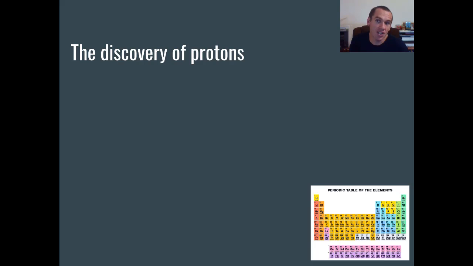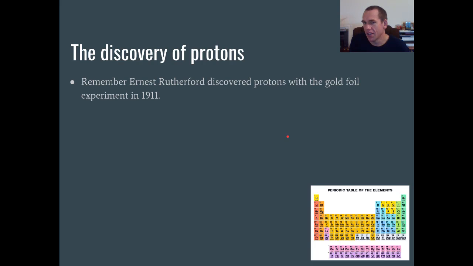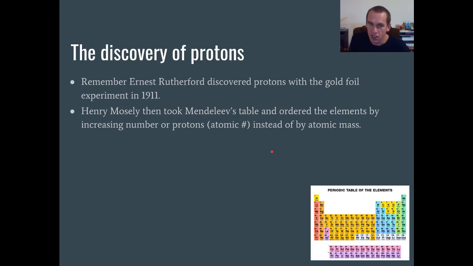Now, it did have to get changed up a little bit when we discovered protons, but what it did was it explained the flips in the table. It didn't actually change Mendeleev's observations. So once Rutherford discovered protons, Moseley took the table and ordered it by increasing atomic number rather than by atomic mass. And when you do that, the flips go away.